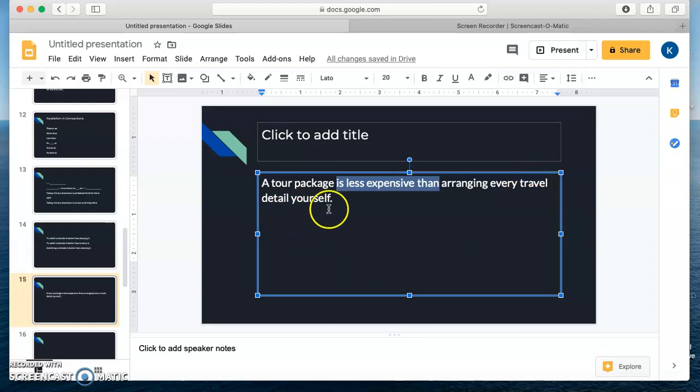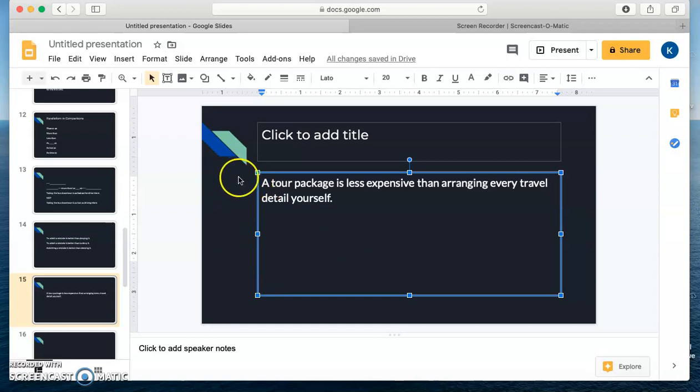"Arranging every travel detail yourself." Well, hold up. Here we have a verb. We have arranging every travel detail yourself. But it wouldn't make sense to write "a tour package is less expensive than every travel detail yourself." Well, that makes absolutely no sense. But that would be the only kind of change that we could reasonably make in this back part of the sentence. So what do we do? Well, it's simple.